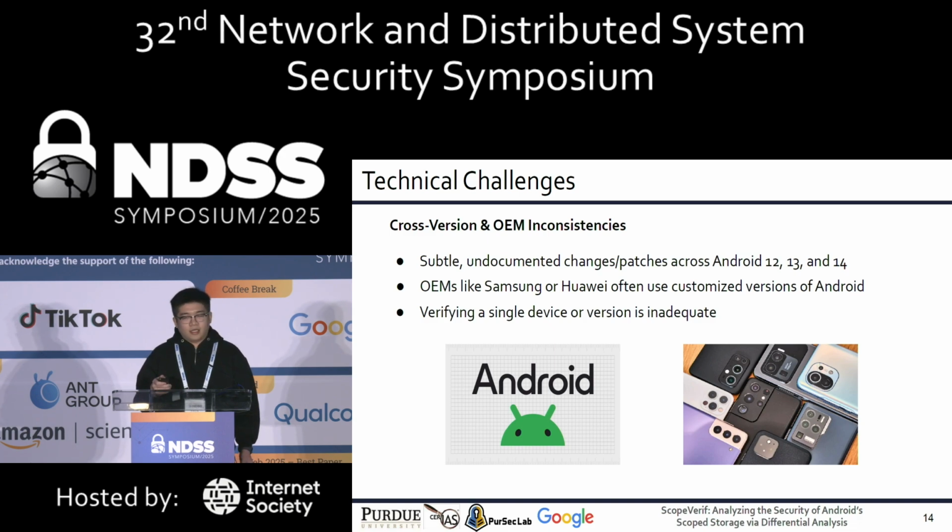Challenge number three is that we have lots of Android versions, because Android iterates very quickly. We have 12, 13, 14, and with each update, there are changes in the implementation of the storage access control model. Sometimes these changes are very subtle and even undocumented. Also, Android runs on different devices, and different vendors may have their own customized versions of Android. Based on this, verifying a single combination is definitely inadequate, and we would like to have a comprehensive solution that is also future-proof.